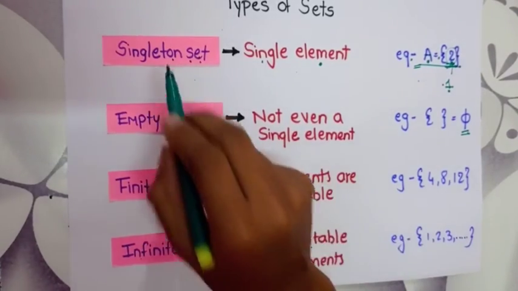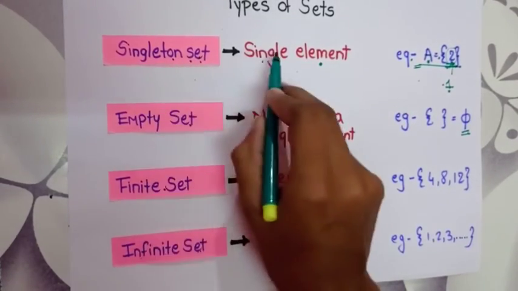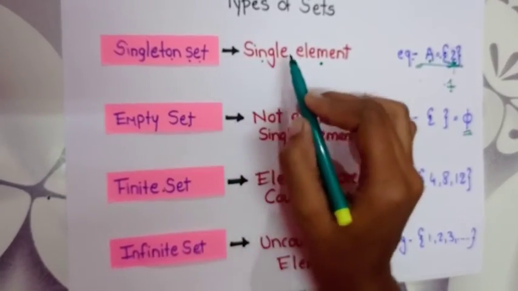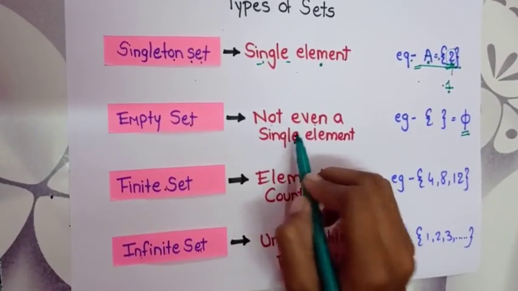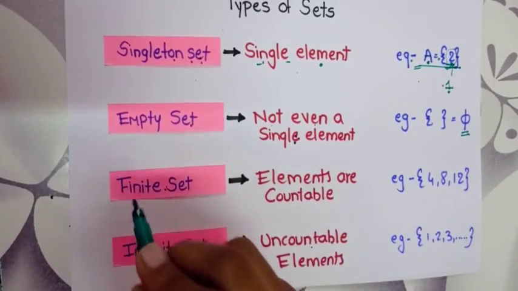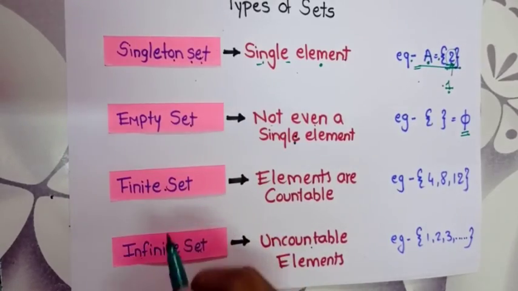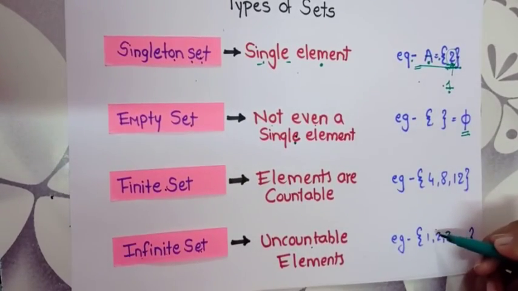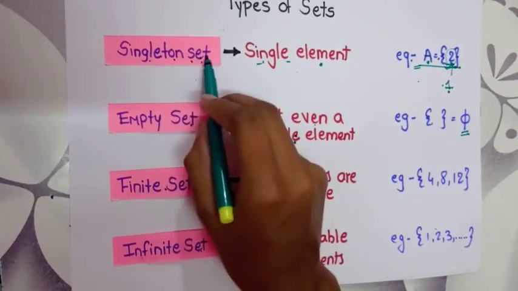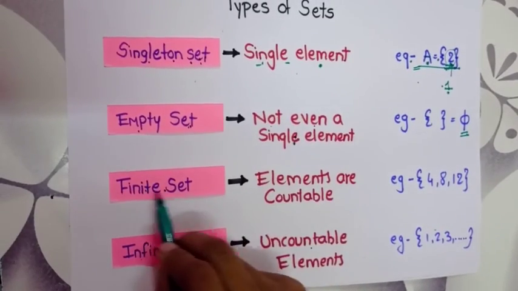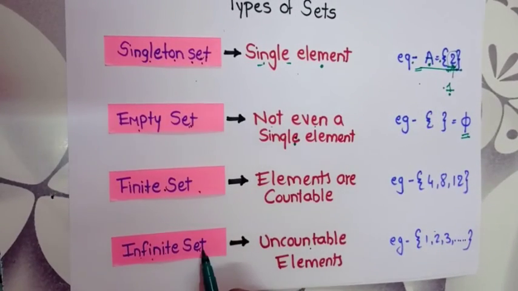Now while writing in the exam, while writing these definitions, we only have to remember these keywords, and from these we can write the definitions for those sets. And these are the examples. In this way there are types of sets: singleton set, empty set, finite set and infinite set.